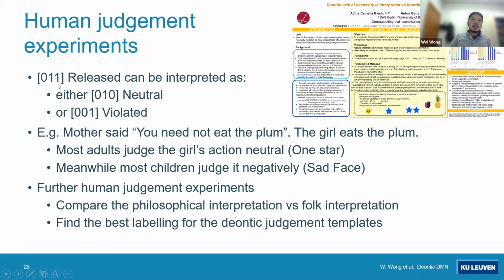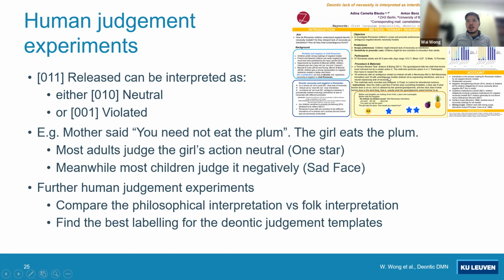As you recall, early on we had a term called release. It's sort of the opposite of obligation. Basically, if you are released from doing something, then you are definitely not obligated to do that. Then for this release term, if you're between 0, 1, 1, you can interpret it either as a neutral thing or a violating thing.